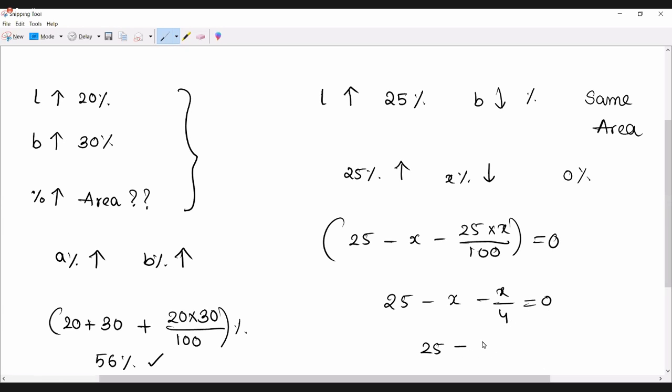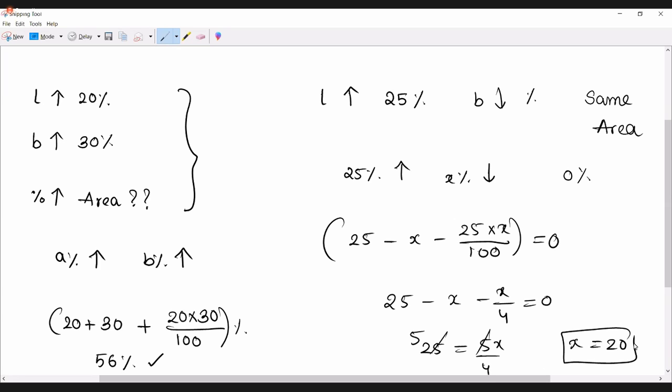25 is equal to 5X by 4. From this data, X value will be equal to 5 into 4, 20. So like that, we can apply the successive percentage logic and we can proceed with the solution. This is one way of looking at the question.